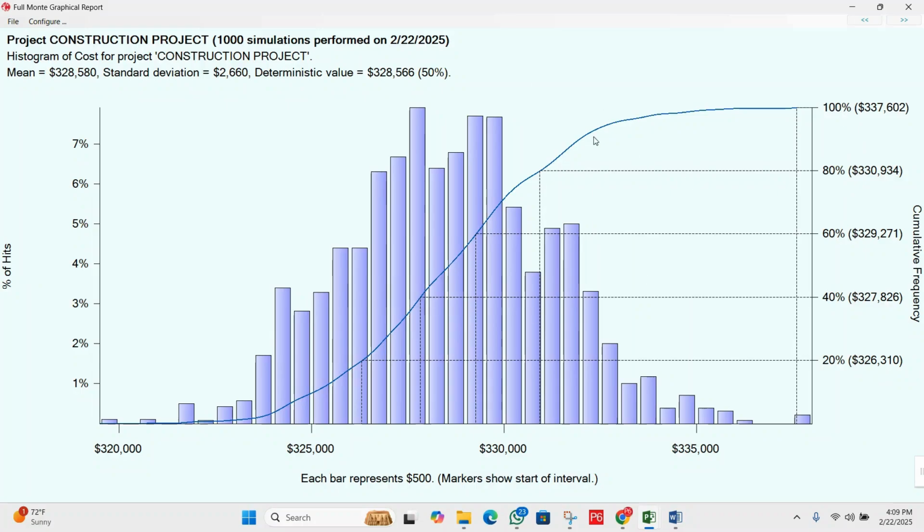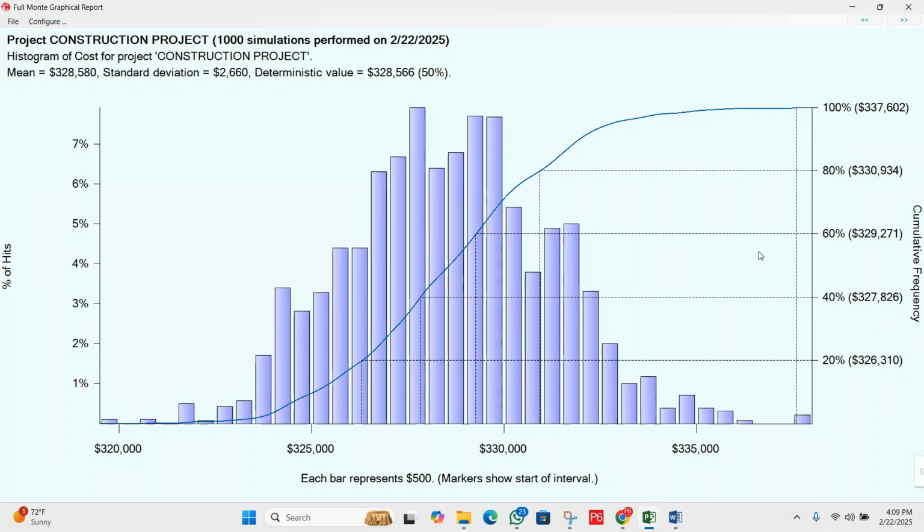How can we manage the cost? Use $330,934 as a risk-adjusted budget to cover the unexpected expenses. Then monitor cost-sensitive activities such as labor, material procurement, and subcontractor expenses. Identify the cost drivers that have high variability and implement cost control measures. Then consider contingency planning for unexpected cost overruns.